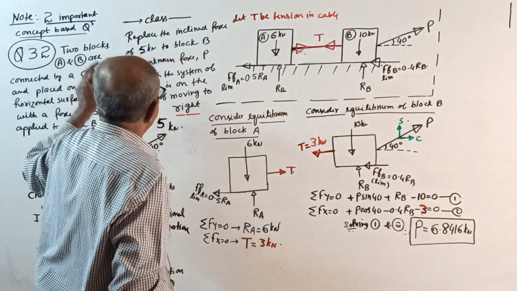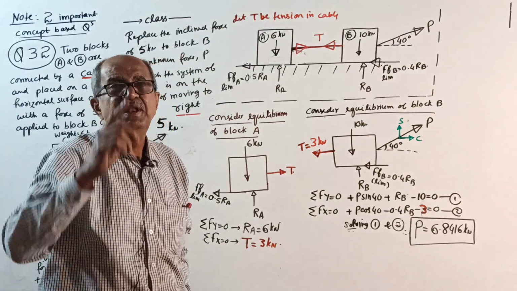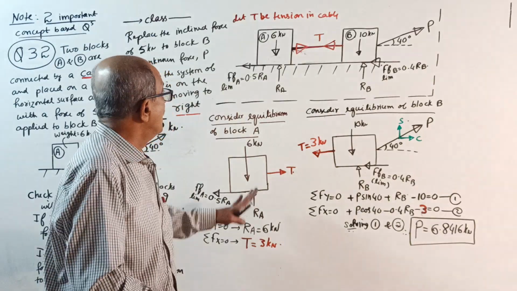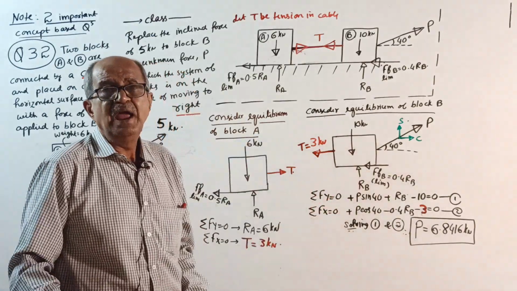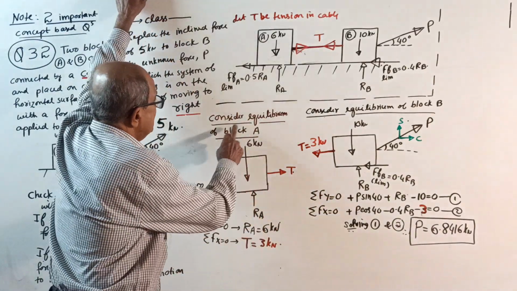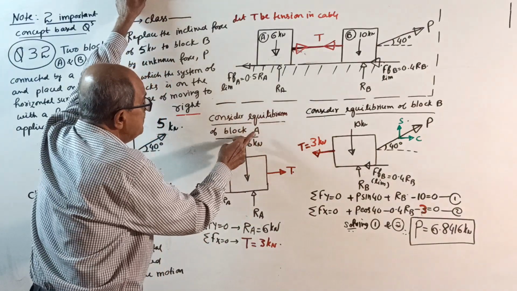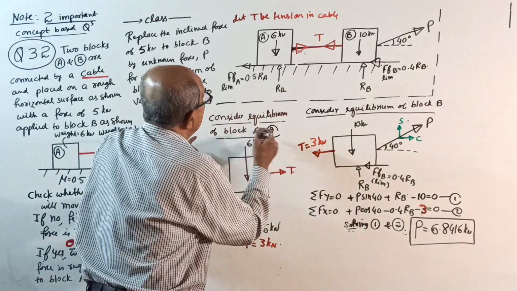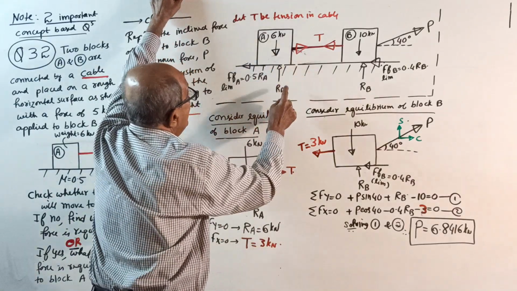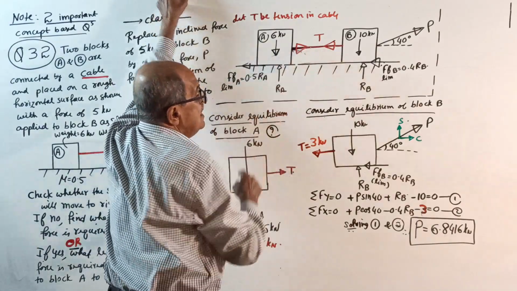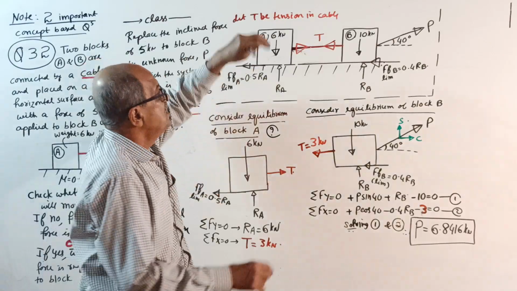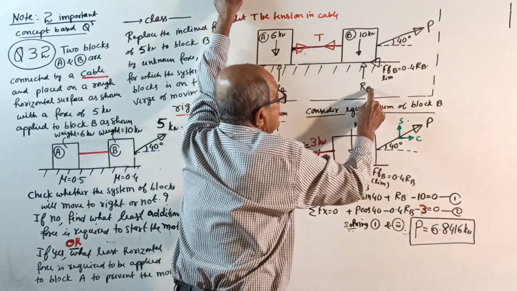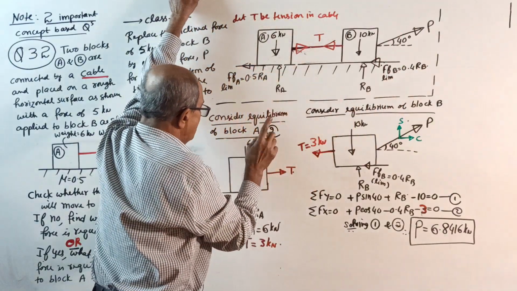Question number 32: in the beginning, so many times I explained, every problem explained. Okay, now onwards for such questions, I don't want to waste time. Consider equilibrium of block A. Why block A? Write the reason here. Block A has RA and T, two unknowns. Block B has T, P and RB, three unknowns. So start from block A.